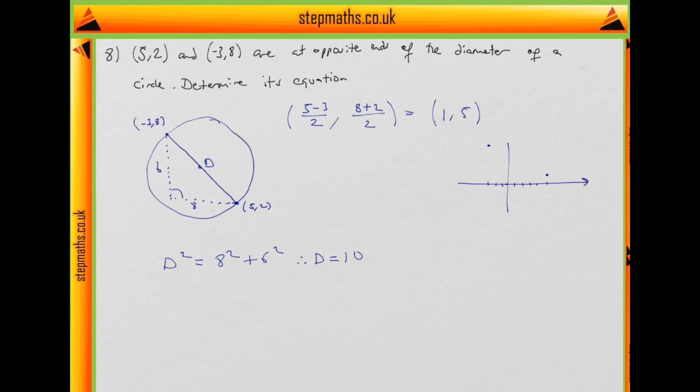Okay, so therefore our radius is of size 5. And therefore we have our equation. So we have x minus the x coordinate, all squared, plus y minus the y coordinate, all squared, equals the radius squared. And that's the equation.